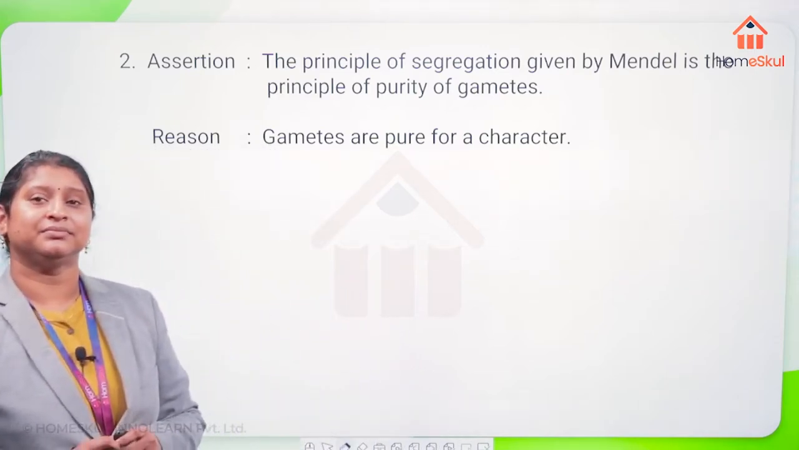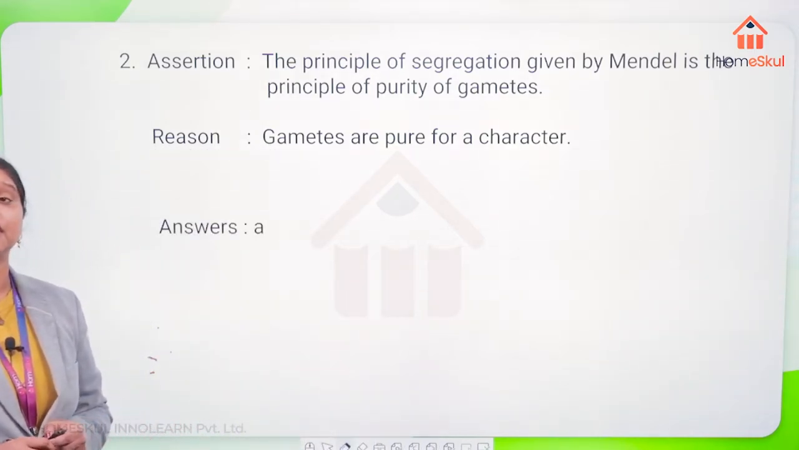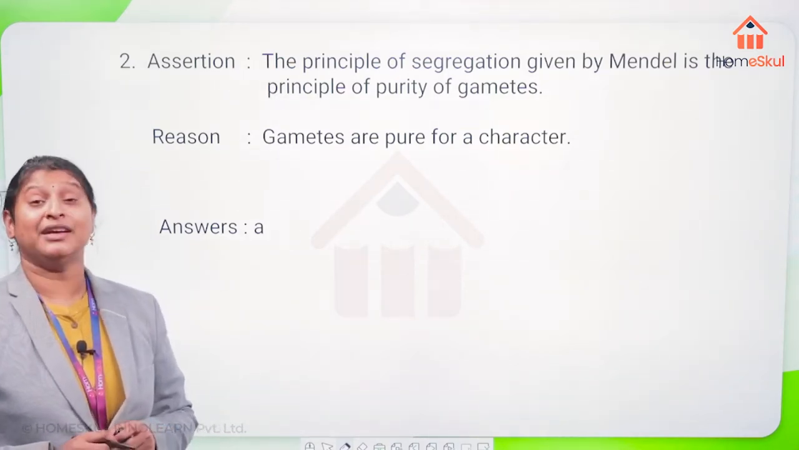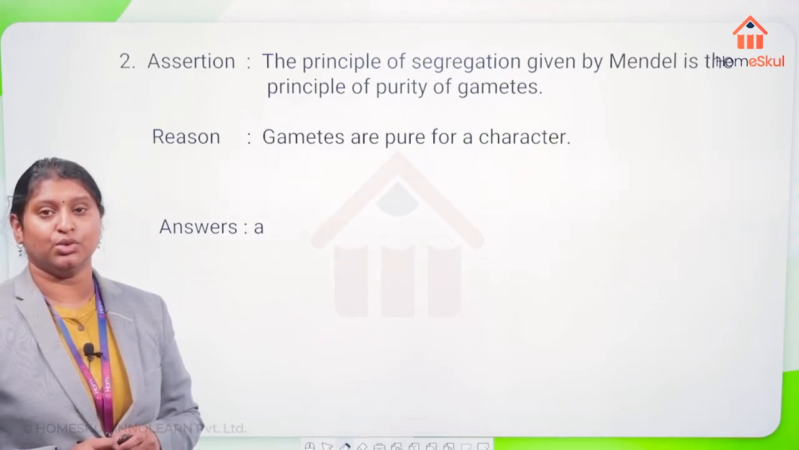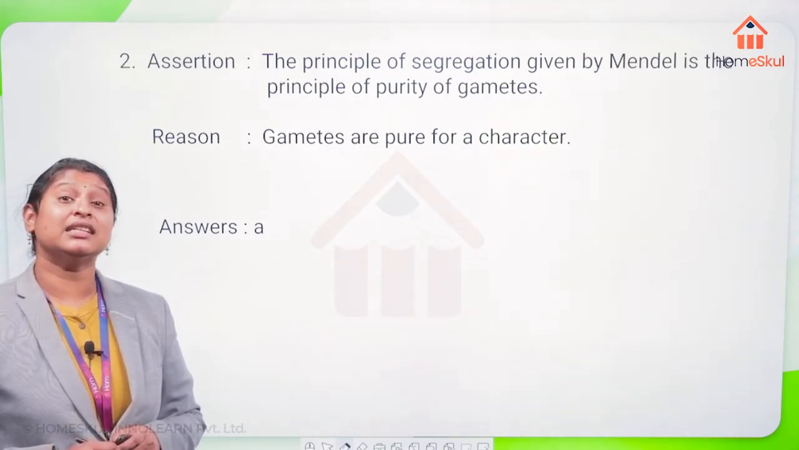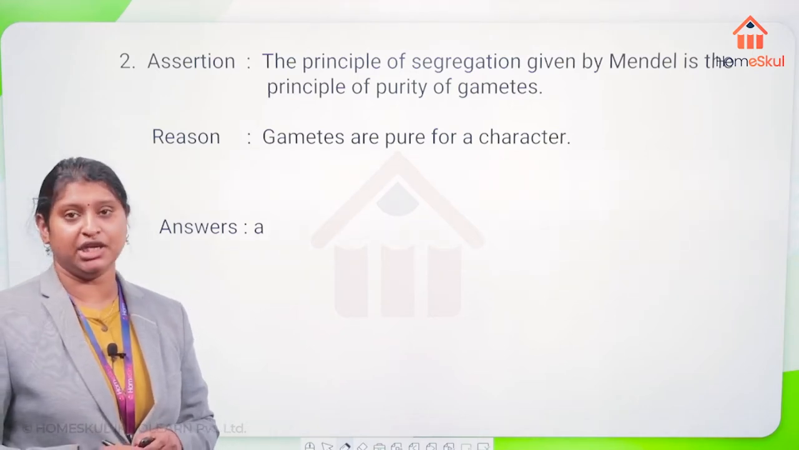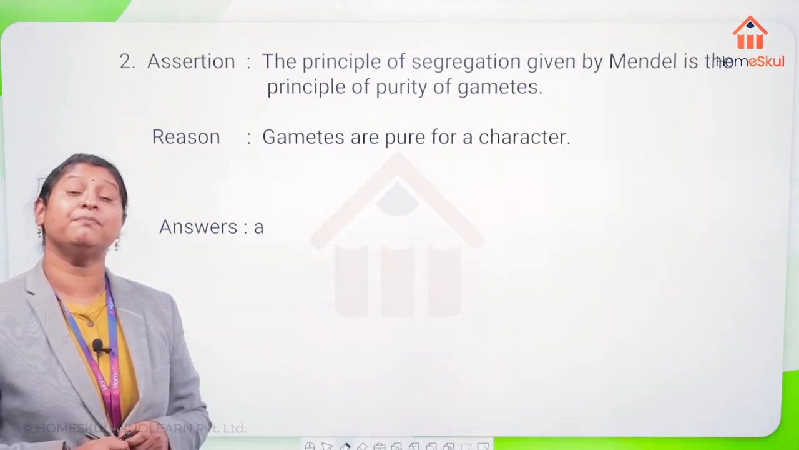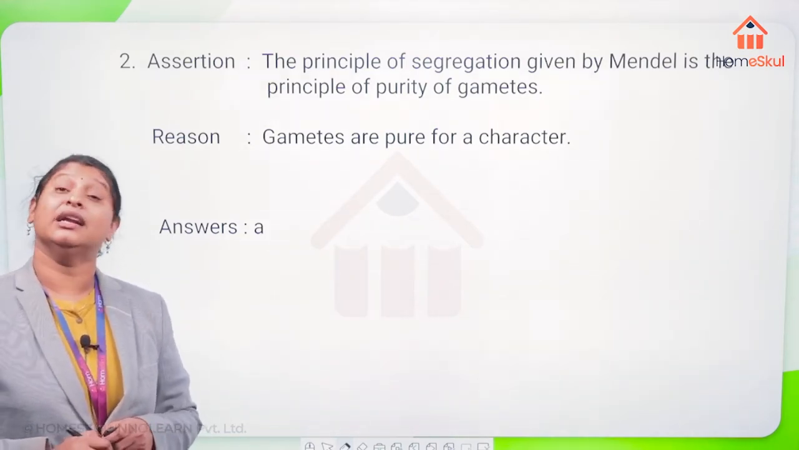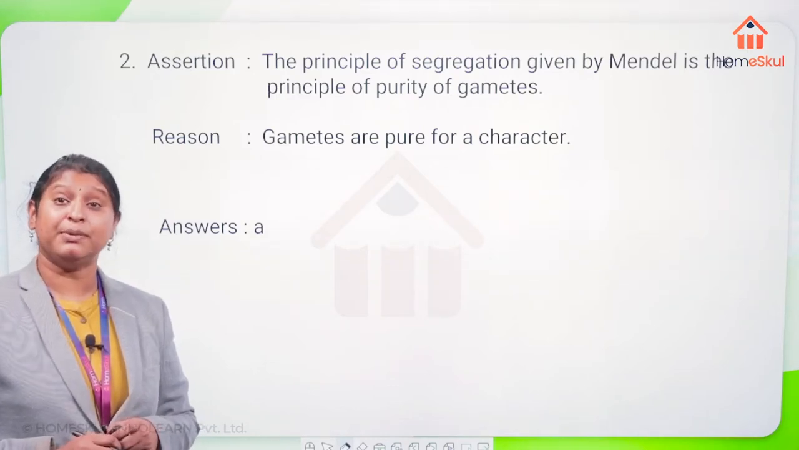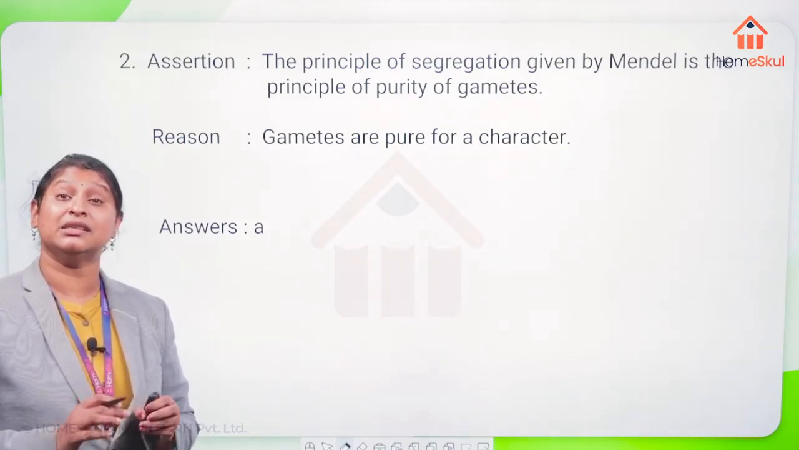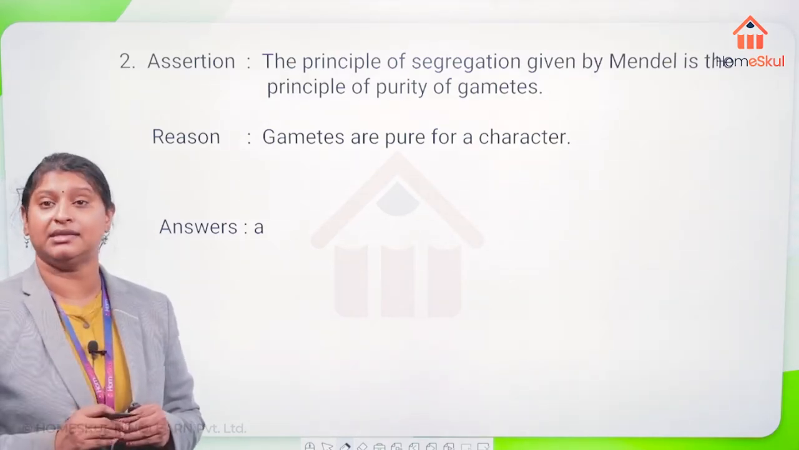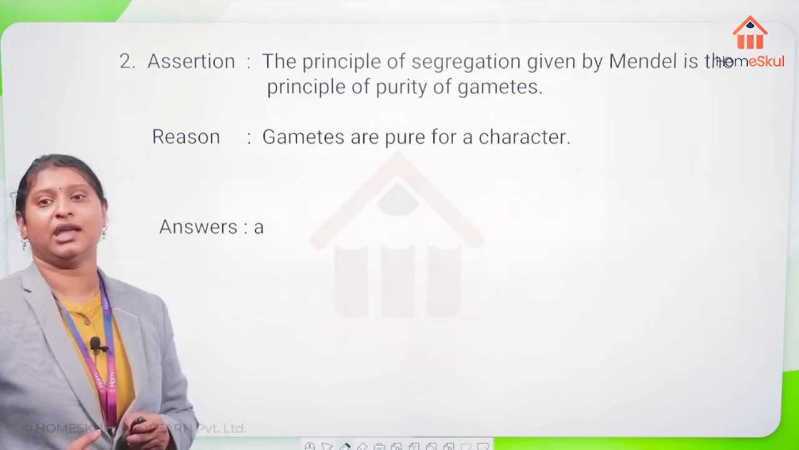The answer is option A. We can choose option A if both assertion and reason are true and reason is the correct explanation of assertion. The principle of segregation given by Mendel is the principle of purity of gametes. That is correct. Gametes are pure for a character.